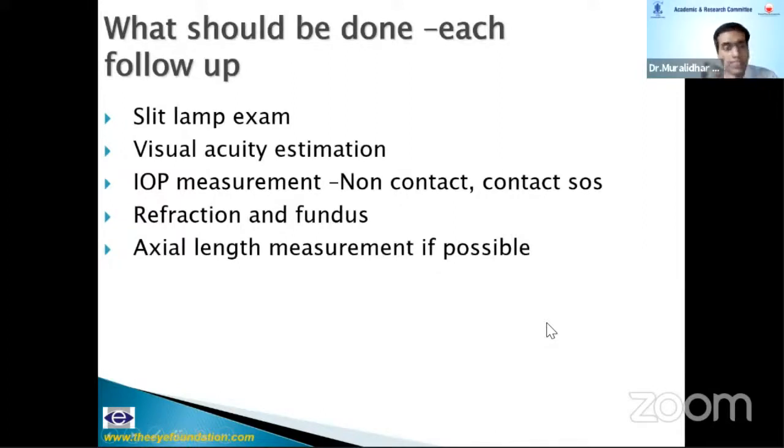A progressive myopic shift in the refraction, a progressively increasing cupping, or a progressively increasing axial length could be a sign that the child may be developing glaucoma. And of course, retinal detachment is another complication which should never be missed. It's a rare complication, nevertheless, we should check the fundus.